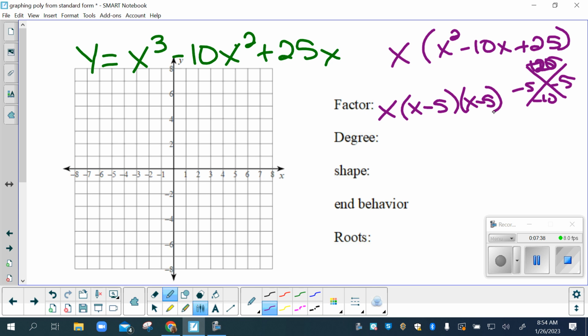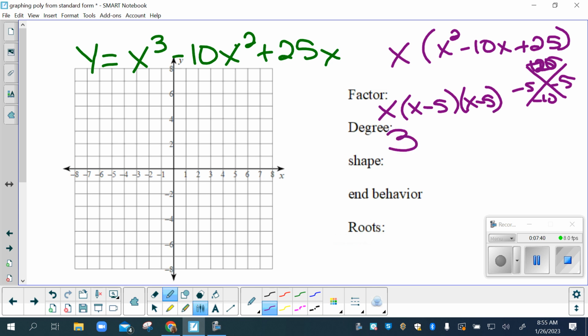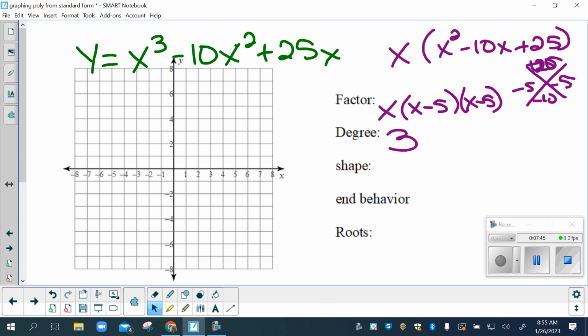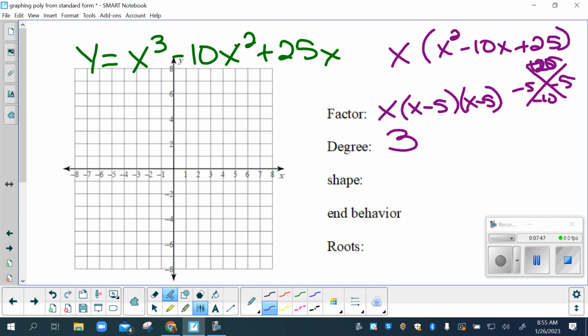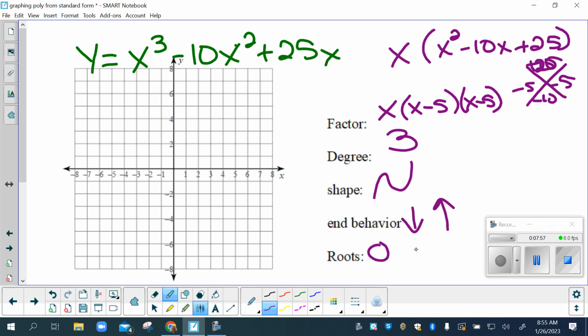This is to the 3rd degree. Its shape is this. That is my stupid board, and it's just making me crazy. Sometimes I really need to turn it off and turn it on, but I'm not going to. The shape looks like this. End behavior is down and up. And my roots are 0 and 5 and 5 again.